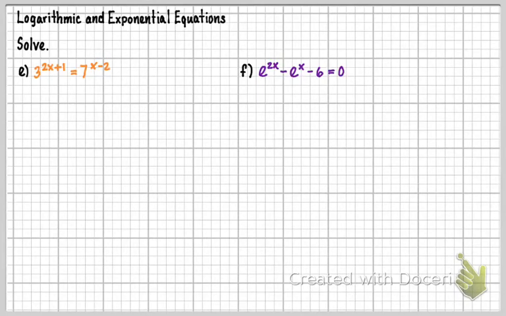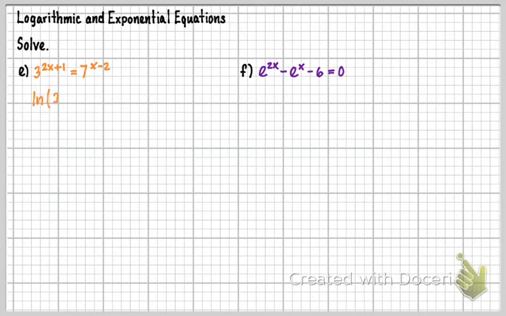Solve. Now for number E here, we have 3^(2x+1) equaling 7^(x-2). For this problem, we can use any log we choose because the bases are different here. So we don't even have to pick a log of the same base. Essentially, we want to use that power rule. So to do this, I'm just going to pick ln. You could pick log base 10 or whatever, but I'm going to use ln.